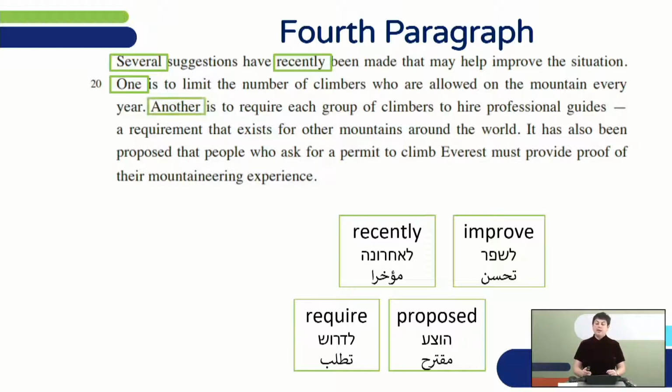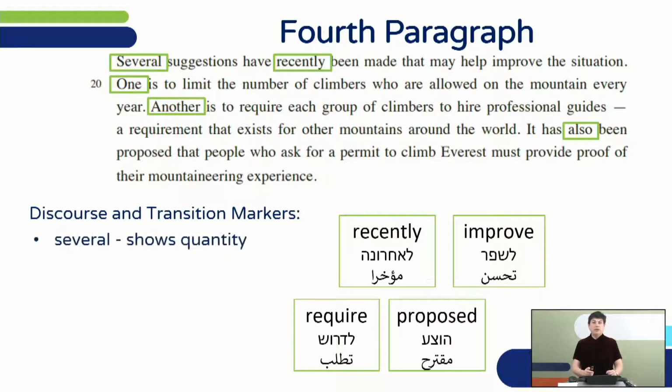climbers who are allowed on the mountain every year. Another, connector of addition, is to require each group of climbers to hire professional guides, a requirement that exists for other mountains around the world. It has also been proposed that people who ask for a permit to climb Everest must provide proof of mountaineering experience. So what are the markers we have here?